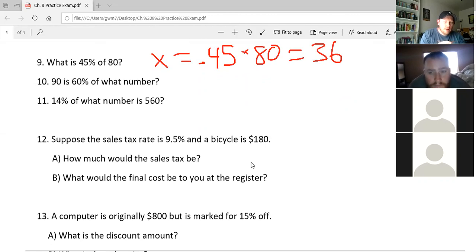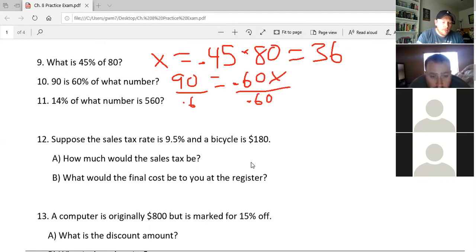So then number 10, 90 is equals 60%, 0.60. Of means to multiply, and this time we don't know what number it's multiplying. In order to get the x alone, it's multiplying, so I'm going to divide. And 90 divided by 0.60, I went ahead and worked out the calculator portions so that we wouldn't take up too much time with that. It is 150.